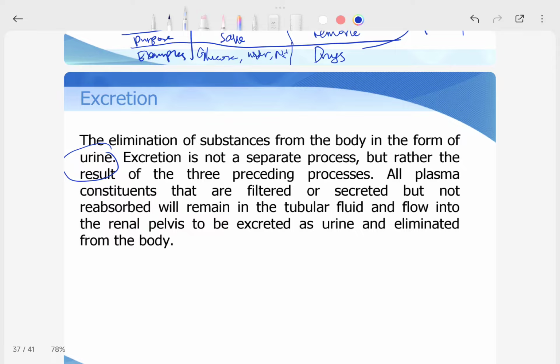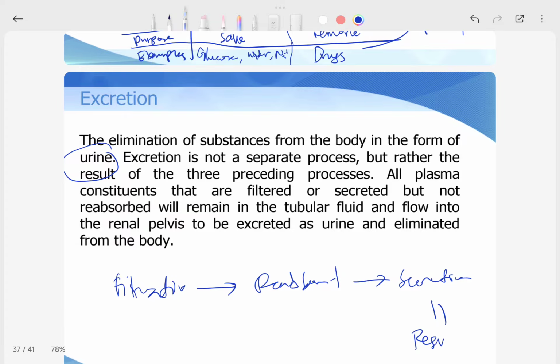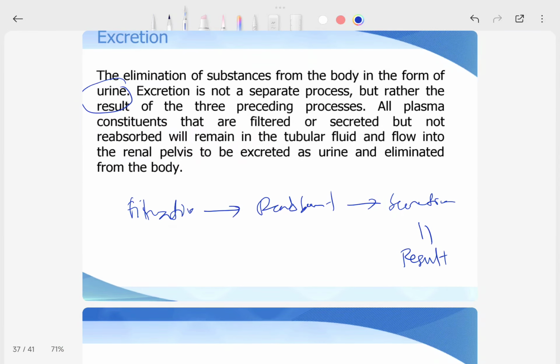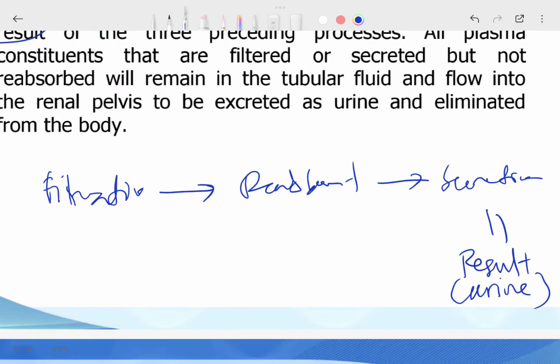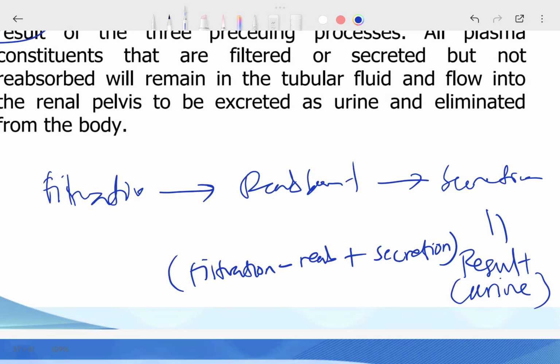If we are talking about the processes, first is filtration, and then they will go into reabsorption, and then the last one is secretion. So excretion is just the result. The result is the urine itself. If you want to know the result, it is actually filtration minus reabsorption plus secretion. Okay, like that.